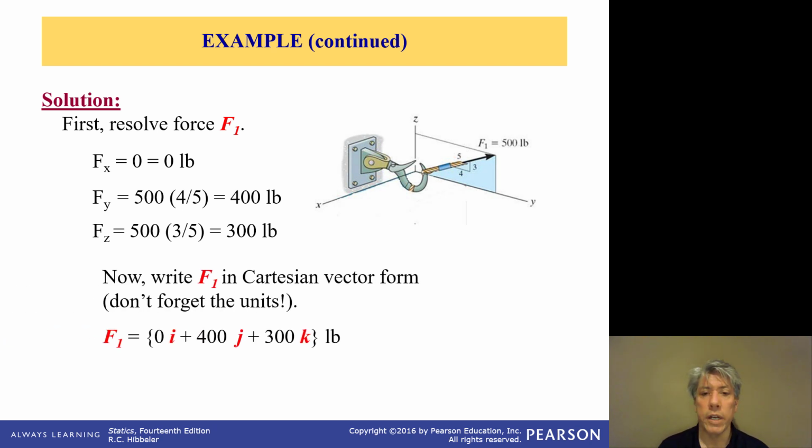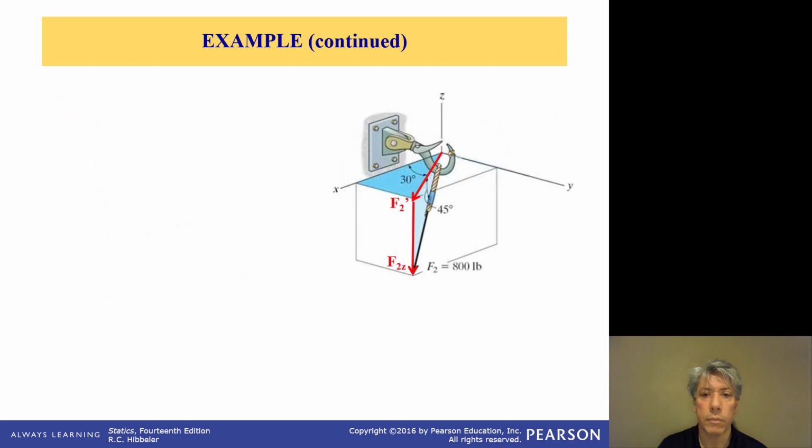So if we write F1 in Cartesian form, then we'd have 0 in the I direction, 400 in the J, and 300 in the K, and of course the units are pounds. You guys know me, I will definitely keep you on your toes about units. They're very important, and you need to use them.